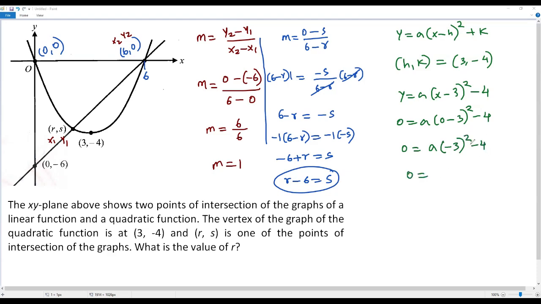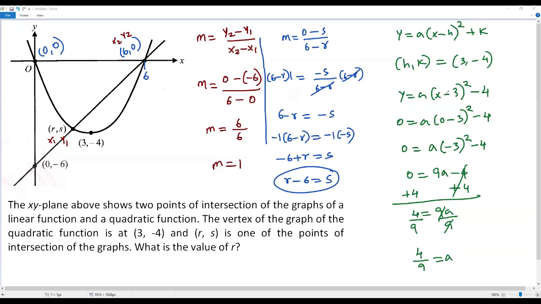Then I'm getting 0 equals a times (negative 3) whole squared minus 4. Negative 3 whole squared is 9, so 0 equals 9a minus 4. We can add 4 to both sides, so the negative 4 and positive 4 will cancel. I'm getting 4 equals 9a. Then let me divide both sides by 9. Then 9 will cancel, and I'm getting 4 over 9 equals a. Okay, I got the value of a, that is 4 over 9.